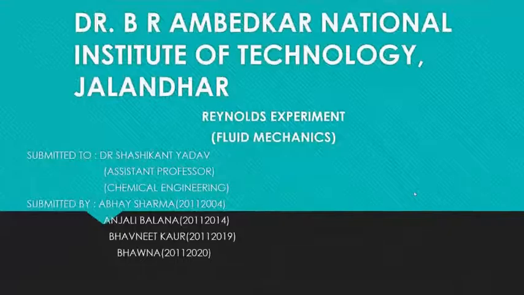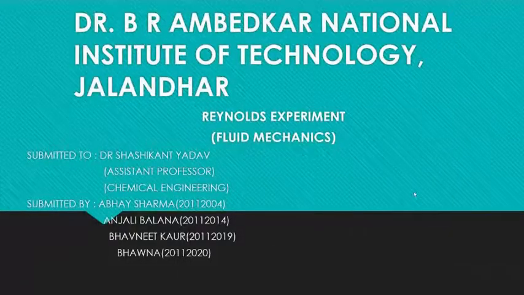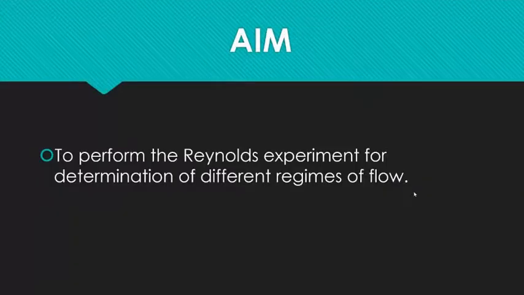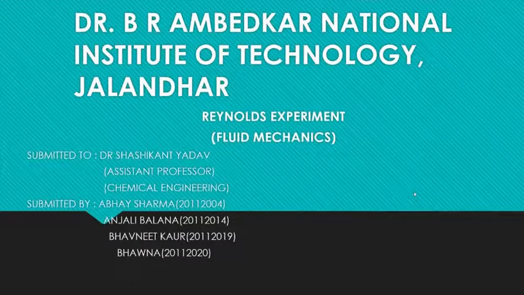So, I am Anjali from Group 4 and I am going to talk about the Reynolds number experiment. My talk will be in different parts: what the aim of the experiment is, what apparatus is required, what the procedure is, and the observations and results of the experiment. I'll be starting with a brief introduction about the experiment.